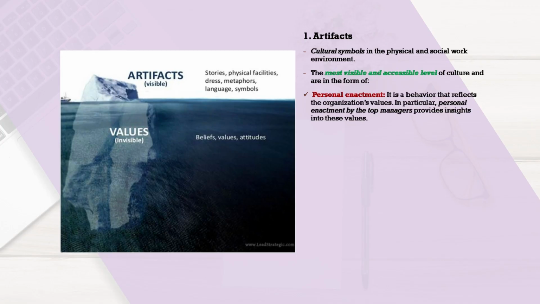Second is called personal enactment. Basically, culture can be understood in part when we examine the behavior of its organizational members. Personal enactment, learners, is behavior that reflects the values of an organization, in particular personal enactment by the senior members of a company. They actually provide an insight into the values.